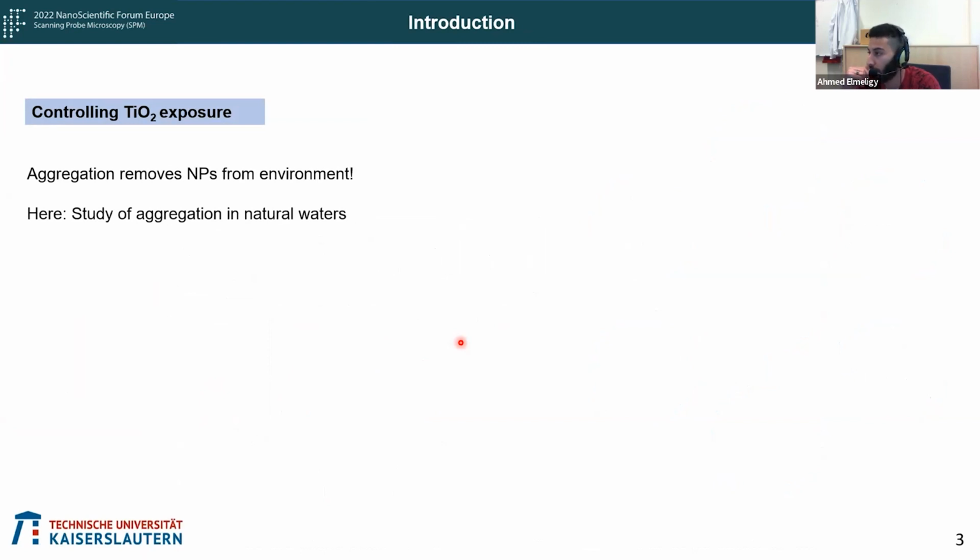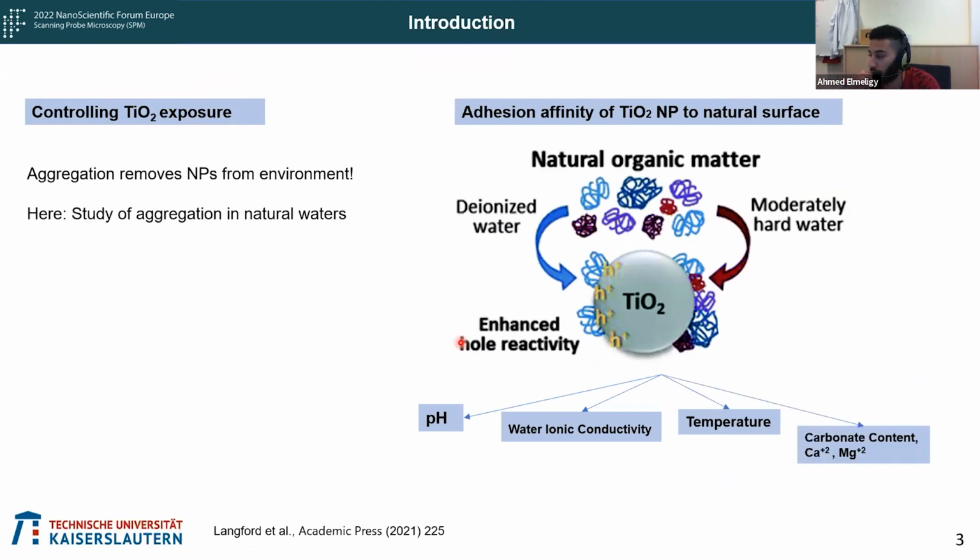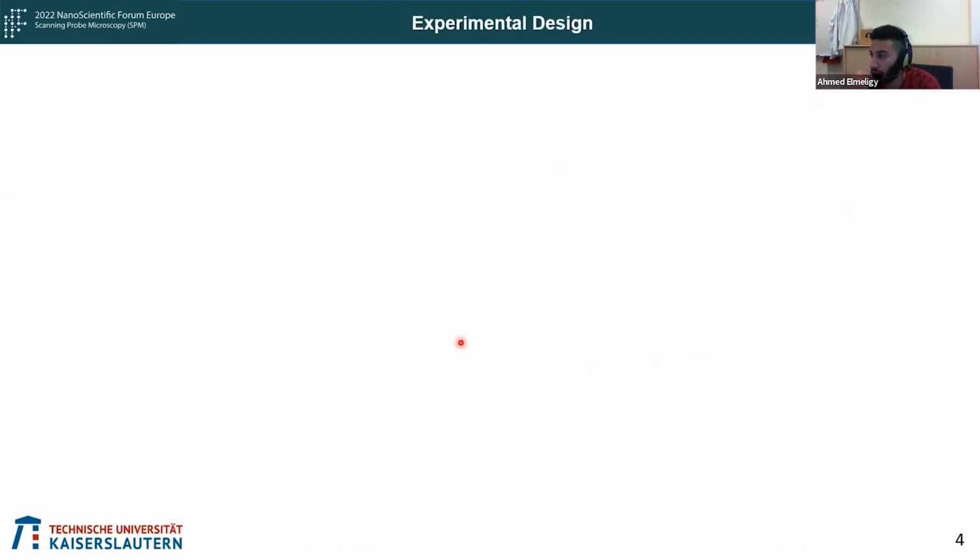But for doing so, we have to understand, since my project is focusing on their behavior in natural water, we are monitoring four important parameters that directly affect their behavior, which are pH, the ionic conductivity that they are exposed to, the temperature of the water, and also the alkalinity, the carbonate content.